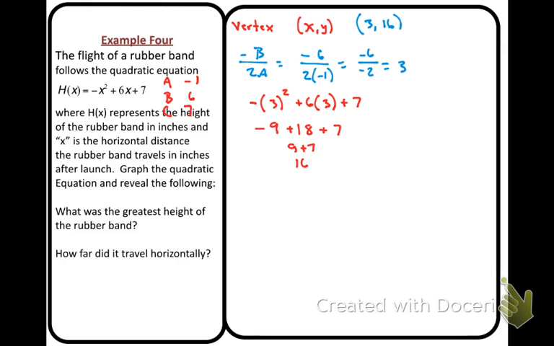I'm going to go ahead and write that here. I'm going to make a little key. So my vertex was 3, 16 because there's a chance I'm going to end up erasing all this. So we can draw our graph.